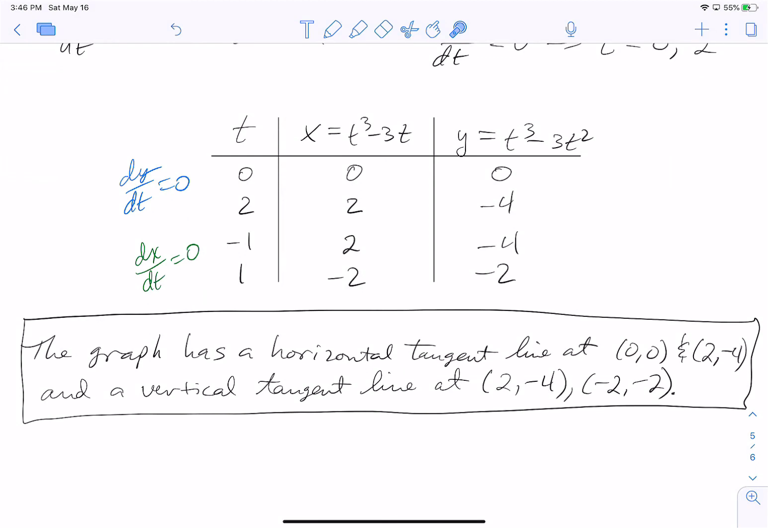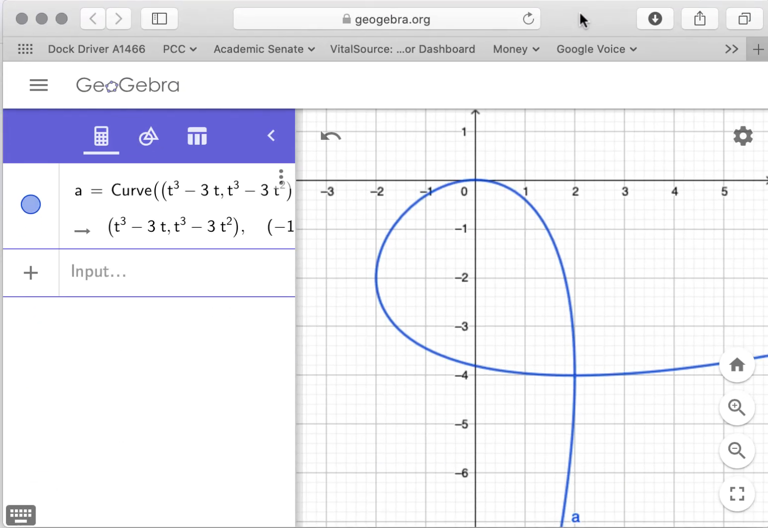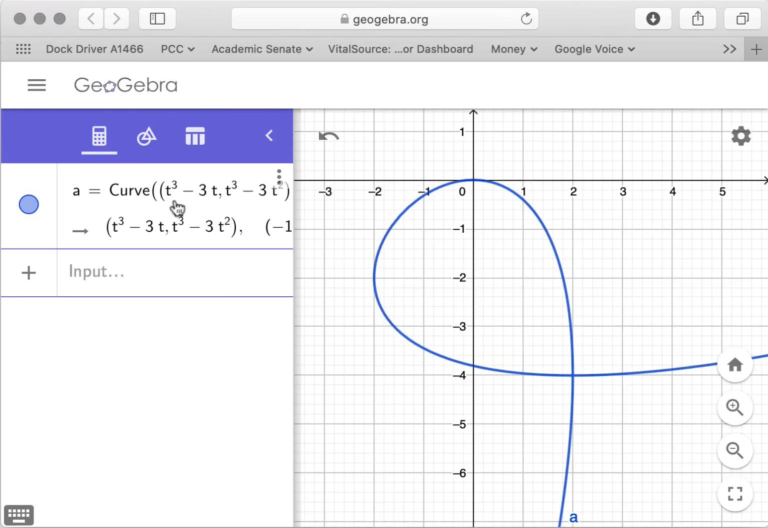I do. We wrote down (2, -4) as a point associated with having both a horizontal tangent line and a vertical tangent line. Now, how on earth is that possible, you ask? Let's ask GeoGebra. Here I've graphed our curve. X equals t cubed minus 3t. Y equals t cubed minus 3t squared. I swear that's what that says.